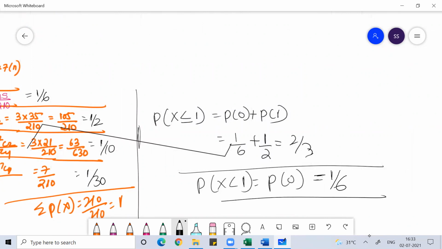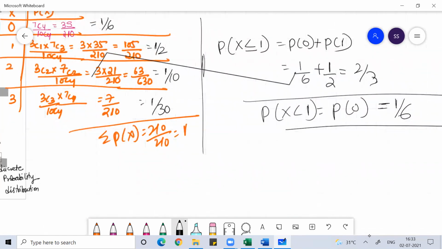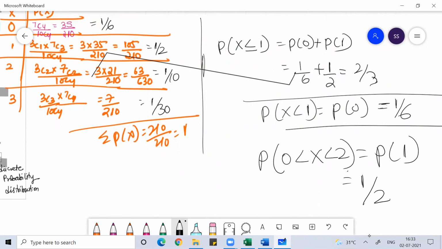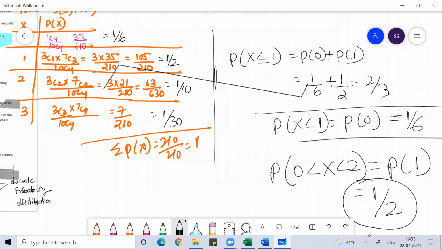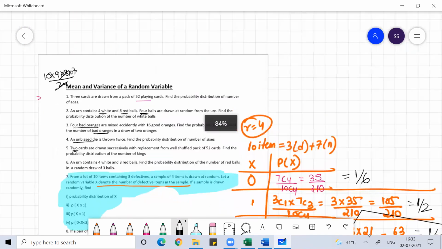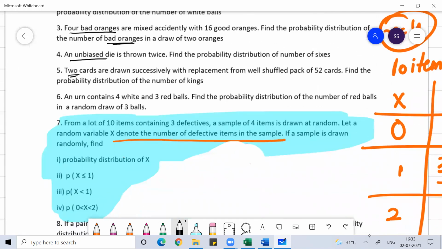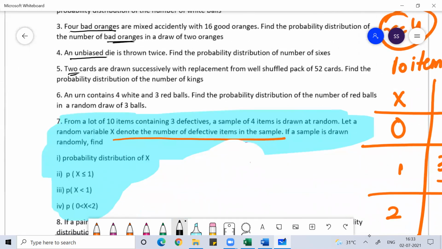Third one, probability of X between 0 and 2. In other words, they ask me the probability of 1, and that is equal to 1 by 2. That's the answer. Clear, everyone? Any doubt? Anyone, any doubt? Clear, right?